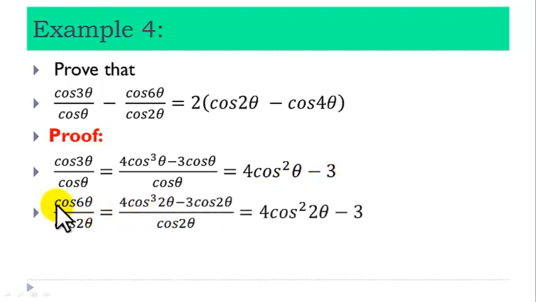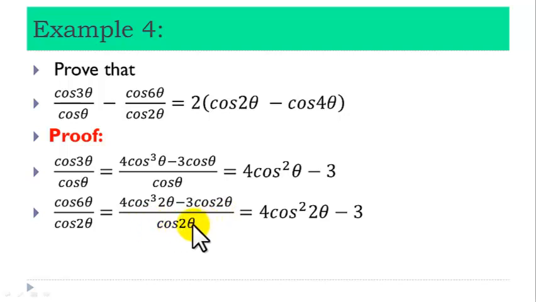Also, cos 6 theta all over cos 2 theta can be obtained from this first equation by replacing theta by 2 theta. If you replace theta by 2 theta here, what we will obtain will be cos 6 theta all over cos 2 theta equal to 4 cos cube 2 theta minus 3 cos 2 theta all over cos 2 theta.